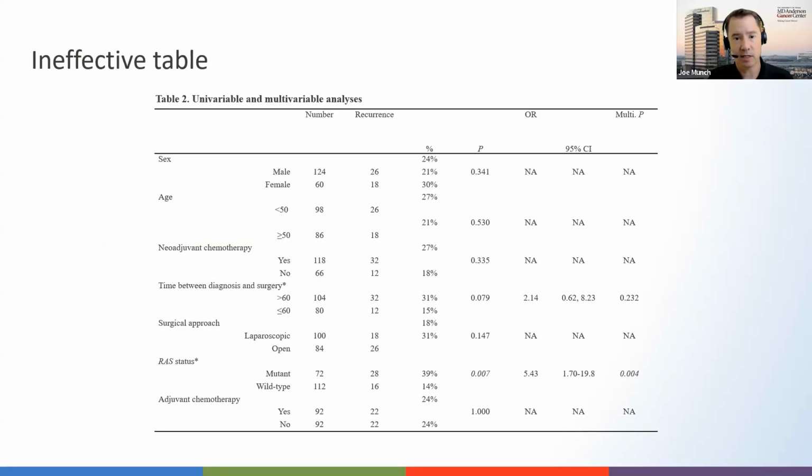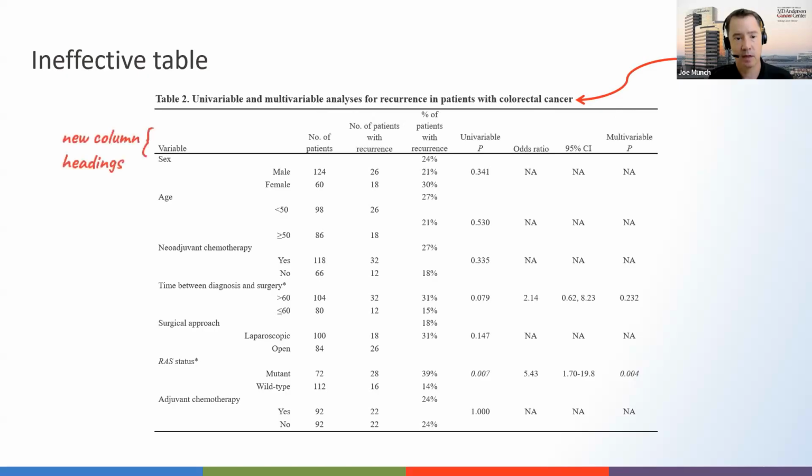In this revised version of the same table, we've expanded the title, and we've added column headings. Those two changes greatly improve the clarity of the table. Now we can see that the table is about predictors of recurrence. Rates of recurrence are being compared between different subgroups of patients. However, the data are still a bit hard to understand because they're very spread out, and not all data align with the correct row headings.